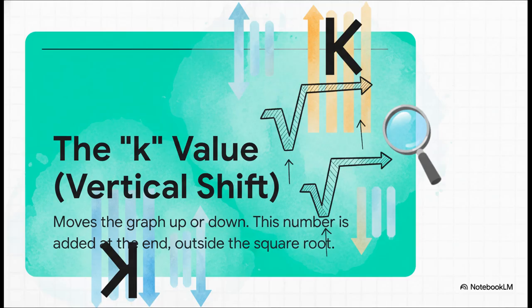Next up is k, the vertical shift. And the good news? This one is totally straightforward. It's just the number hanging out at the very end, outside of the square root. If k is positive, the graph goes up. If it's negative, the graph goes down. Simple. What you see is what you get.